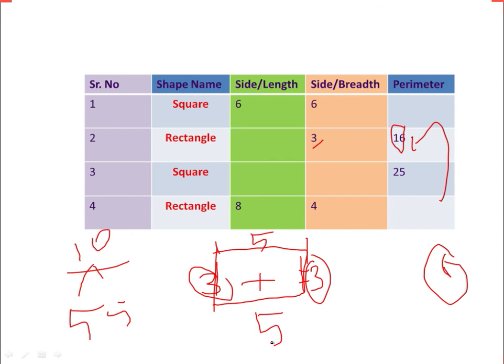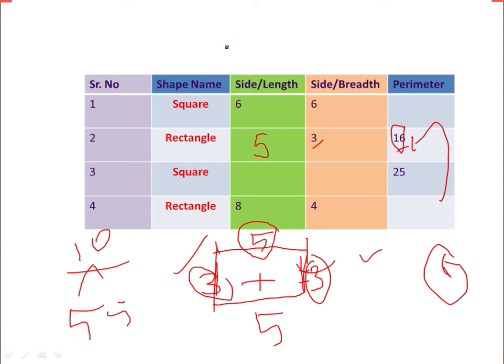Only this way the perimeter of this rectangle will be 16. Now you can see 5 and 5, 10, then 13 and 16. That's why the perimeter is 16. Now we have found out the side which was missing over here. The missing side was nothing but the 5. So you can see here.